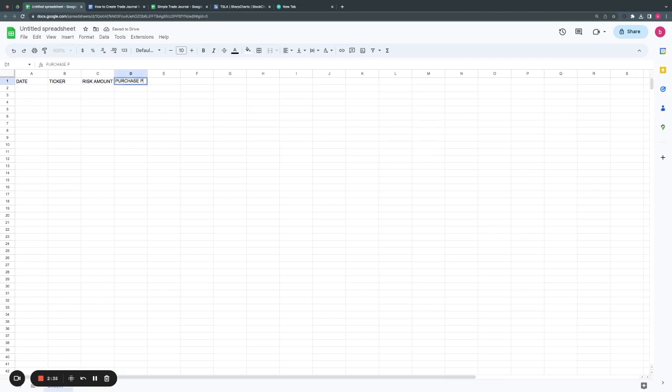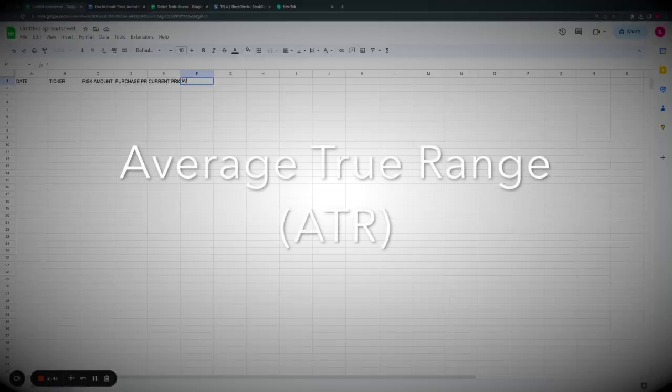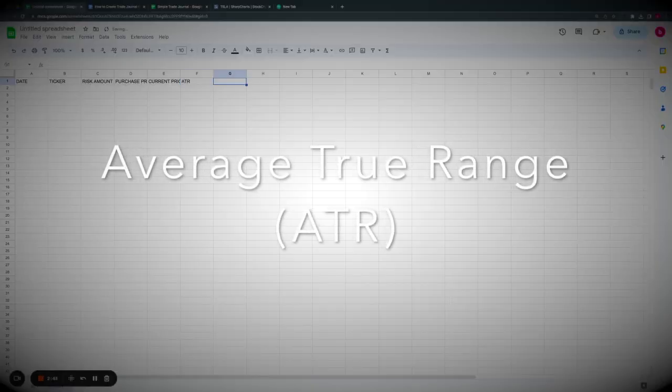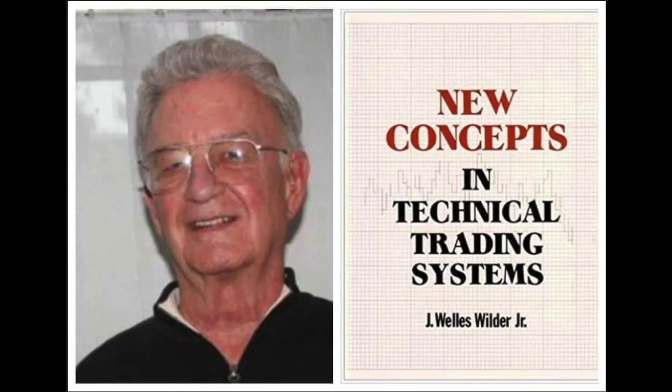You're going to need to track your purchase price, what you actually paid. You're going to have to pay attention to what is the current price of the individual stock. The only change here from what most people would be tracking is we're going to look at the average true range, and I'm going to call it the ATR. The ATR was invented by Welles Wilder. I believe he has a book called New Concepts in Technical Trading Systems. That book also is going to explain how to calculate it.